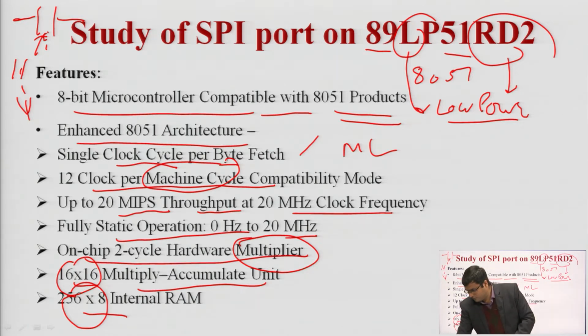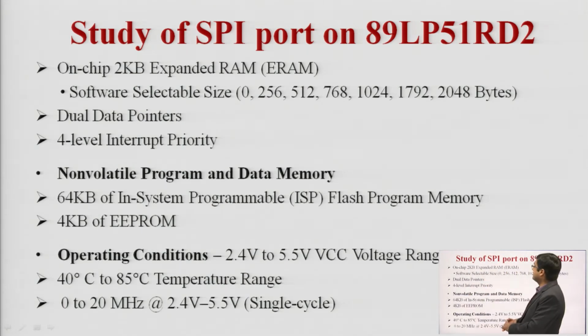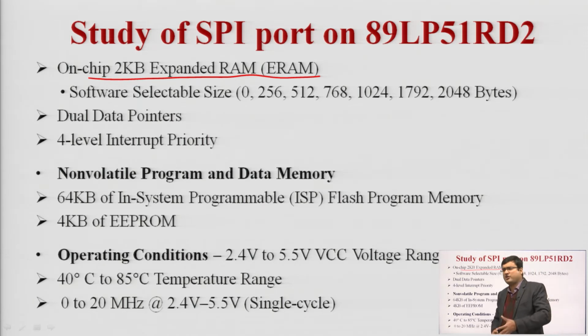Now, we will discuss some more features. The next feature is that it has an on chip 2 kilobyte expandable RAM. On chip means all the components are integrated on the same chip. It has on chip memory available, which is one important feature among other microcontrollers. The 89LP51RD2's main feature is that it has expandable RAM, that is, RAM is extendable up to 2 kilobytes. It is available on chip, so we do not need to connect it externally to the microcontroller.